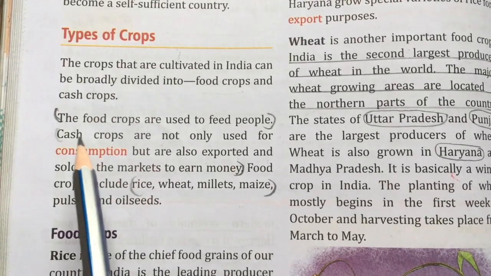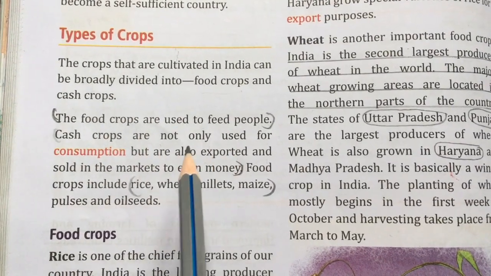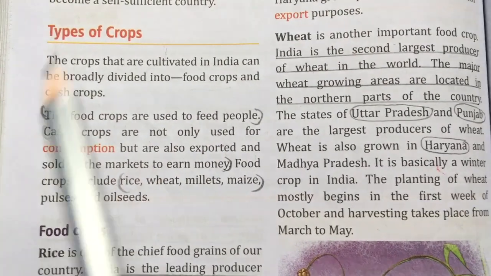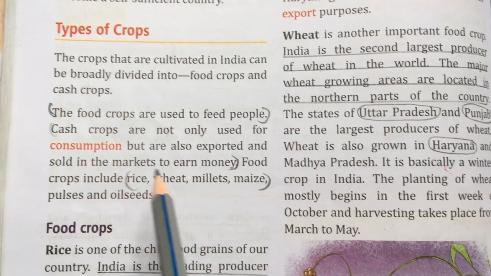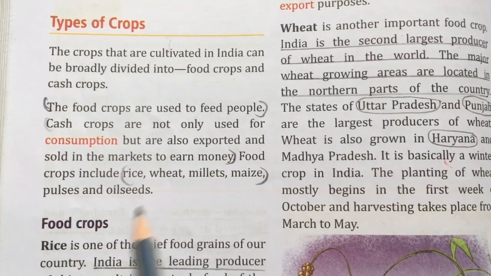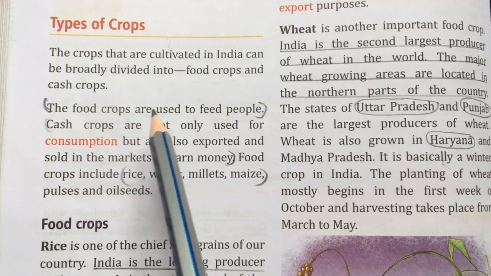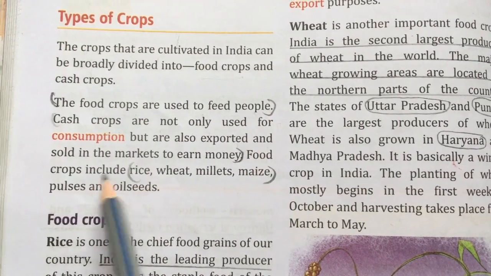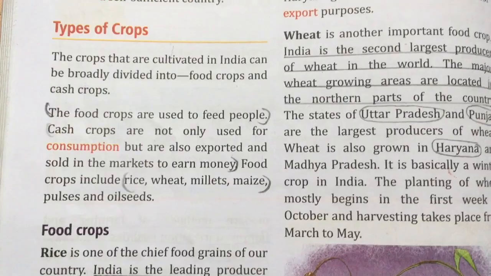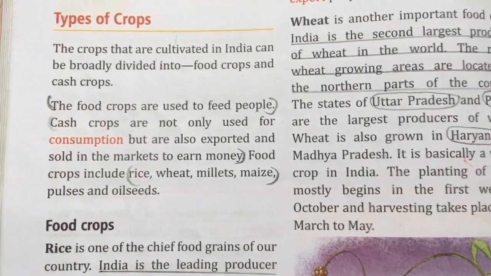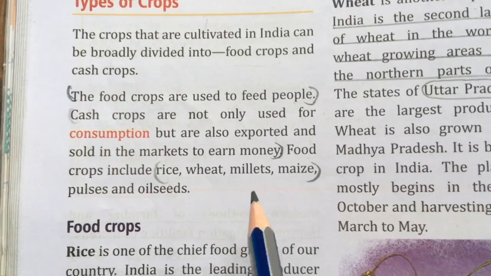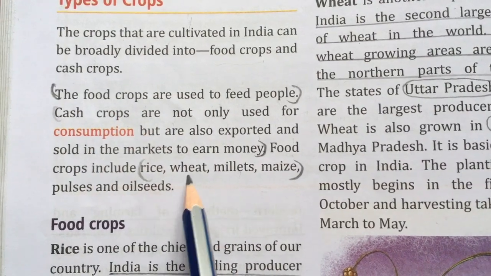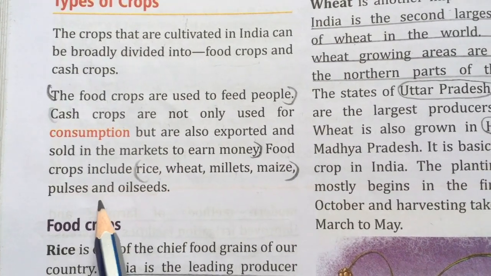Cash crops means that the crop is used not only for our consumption but is also exported, meaning sold to other countries in the markets to earn money, which generates revenue for our country. And food crops are mainly used to just feed the general population. Food crops include rice, wheat, millet. These are our staple food. In most households, this is the main food which is eaten, and that's why our main food crops are rice, wheat, millet, maize, pulses, and oil seeds.